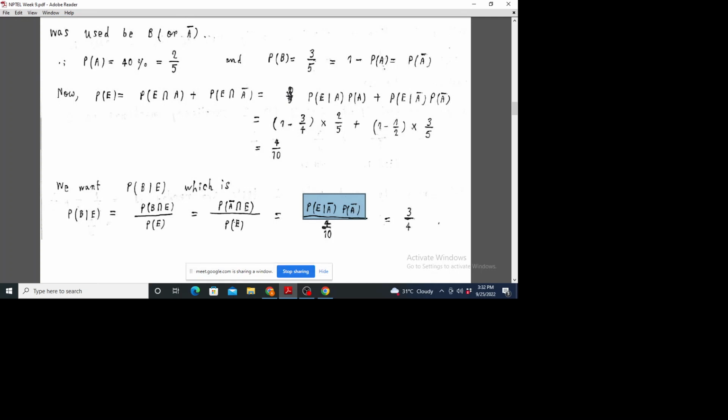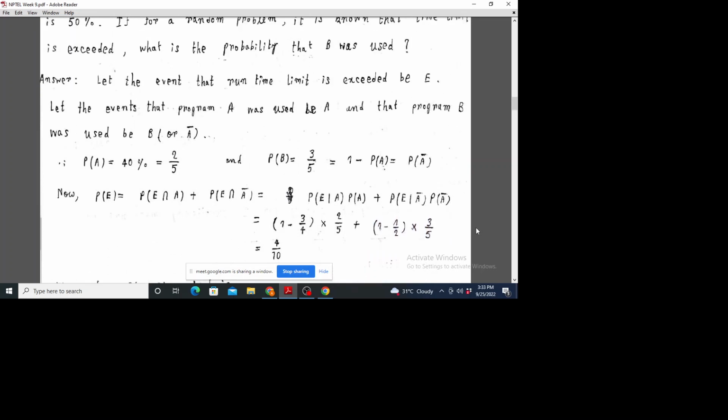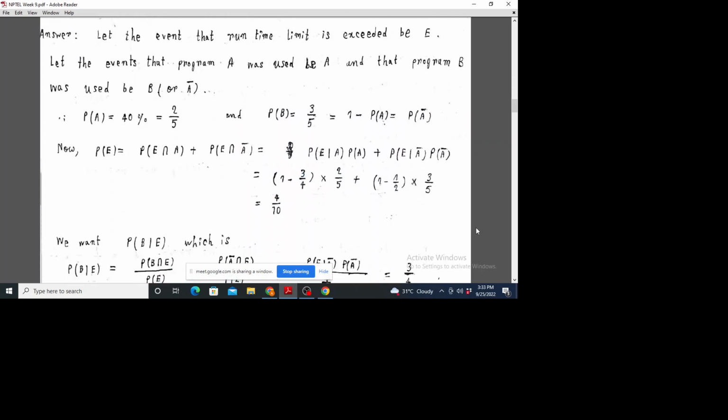So we know the denominator right away, it is 4 by 10 as we have just calculated. Now this numerator is the second term in the summation, right? So you see, this is exactly the second term in the summation, and the result for that is this one. Substitute this in the numerator and you will get 3 by 4 as the answer. So that is how you solve these problems.